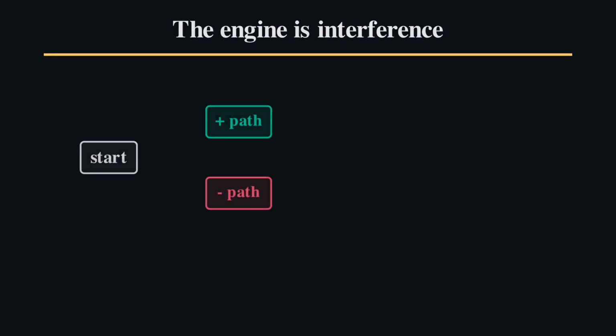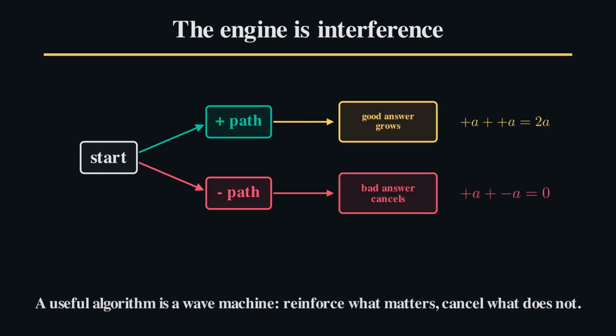The engine of a quantum algorithm is interference. Amplitudes are not probabilities yet. They can be positive, negative, or complex. When 2 computational paths meet with the same phase, they reinforce. When they meet with opposite phase, they cancel. A good quantum algorithm is a carefully engineered wave machine. Arrange the computation so bad answers destructively interfere and the useful answer constructively interferes.